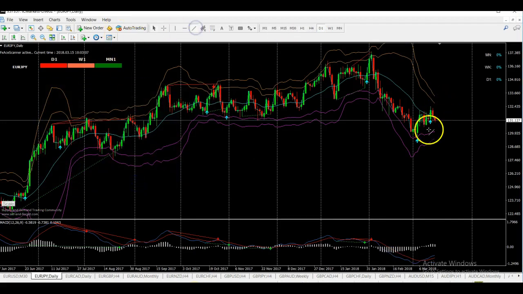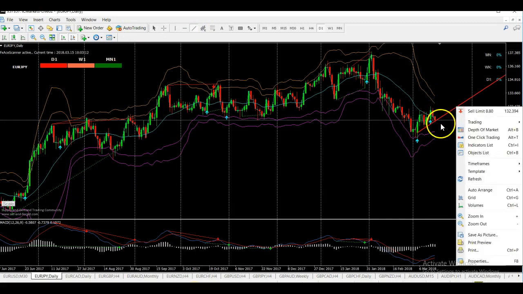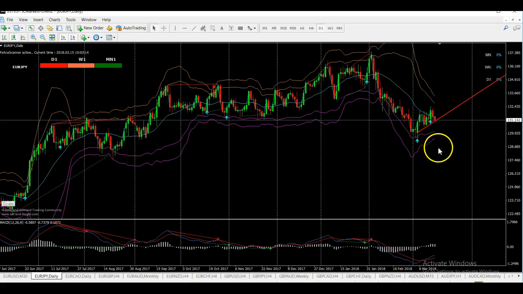Yeah, really once it breaks this kind of formation, this line here, clean break of it, it's moving down towards 128. So I'll wait on it because it could be a good downside move.